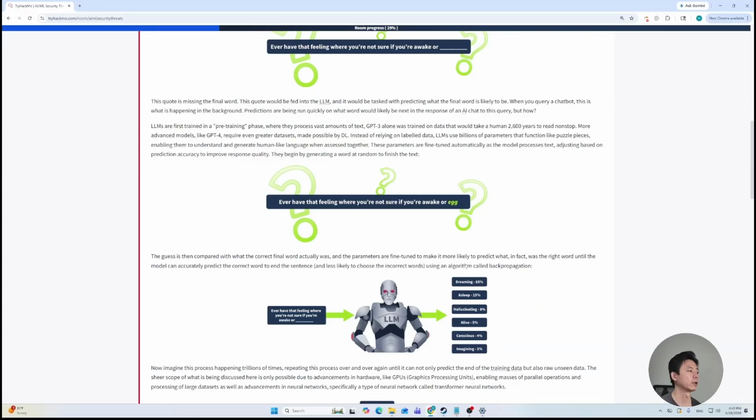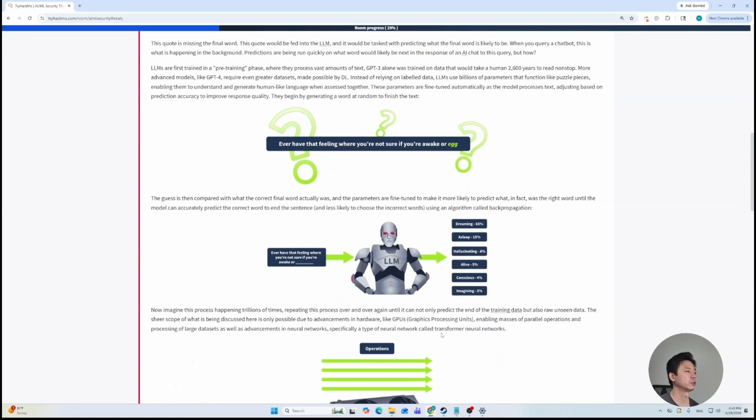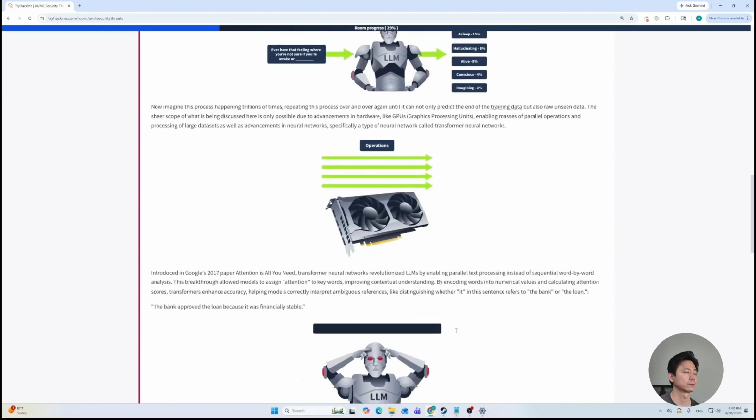The sheer scope of what is being discussed here is only possible due to the advancements in hardware, like GPUs, enabling masses of parallel operations and processing of large datasets, as well as the advancement of neural networks. Specifically, it's a type of network called transformer neural networks.